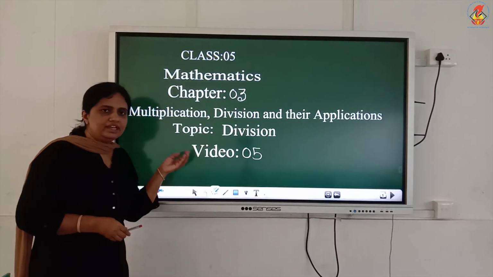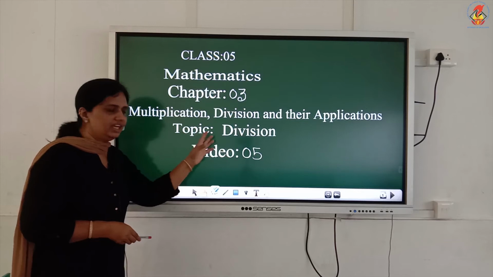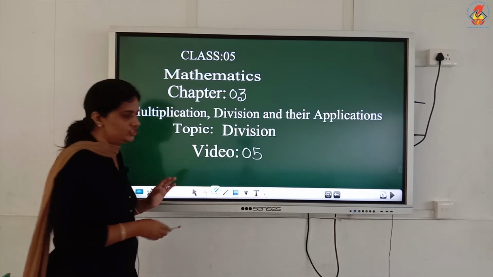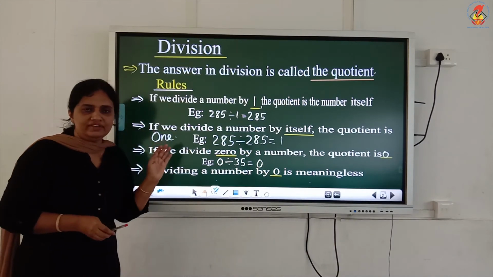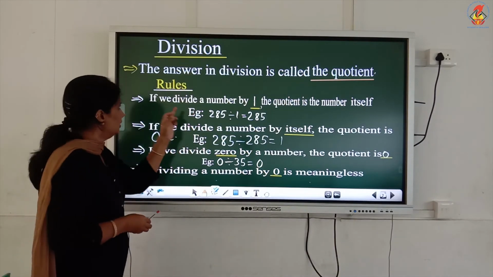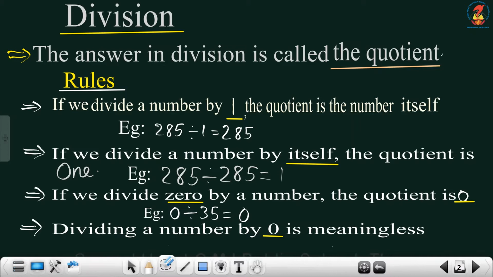Dear children, let us continue with the same chapter, but I will give you a new topic, that is division, right? First, the answer in division is called what? Quotient. Then some rules are also there, right? Do you remember that? The first rule is, if we divide a number by 1, the quotient is what? The number itself.